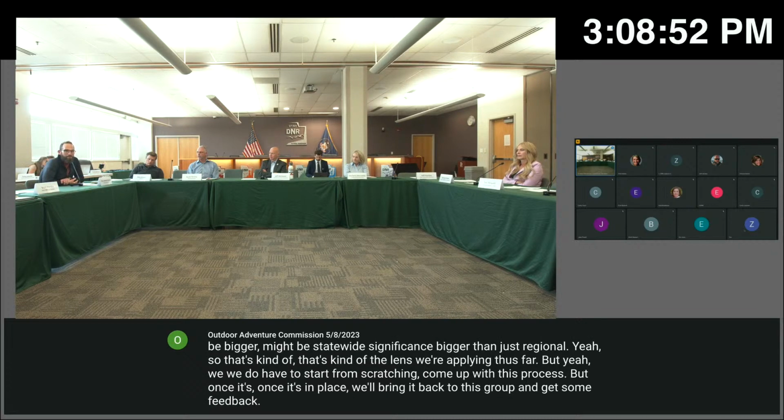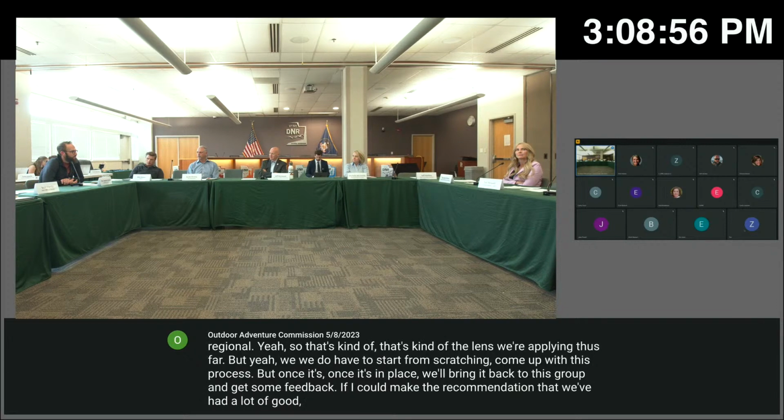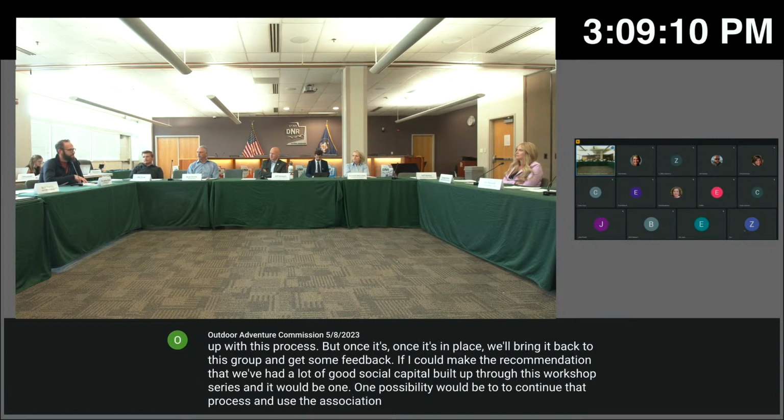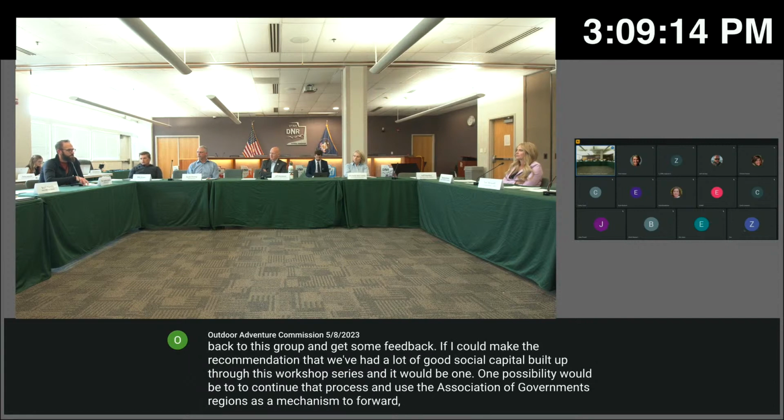If I could make the recommendation that we've had a lot of good social capital built up through this workshop series, one possibility would be to continue that process and use the Association of Governments regions as a mechanism to forward grant proposals to the OAC.